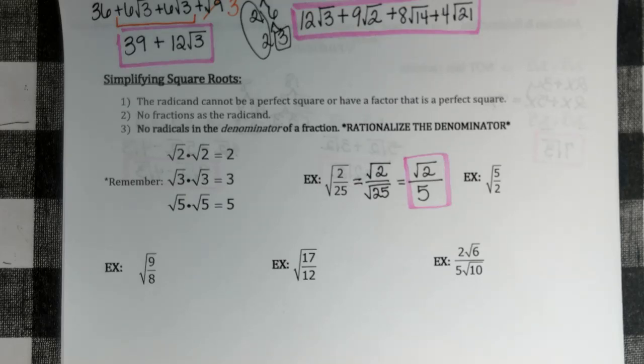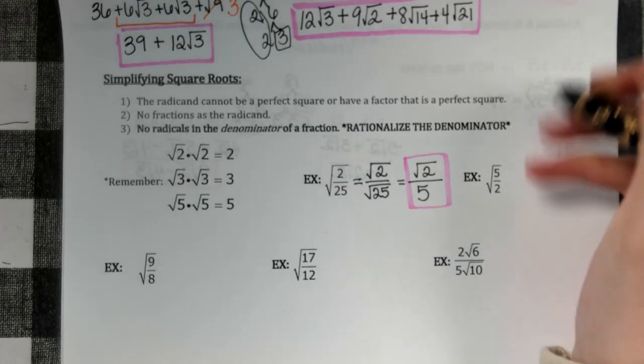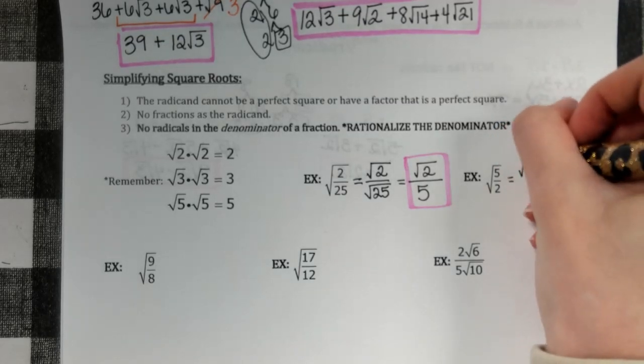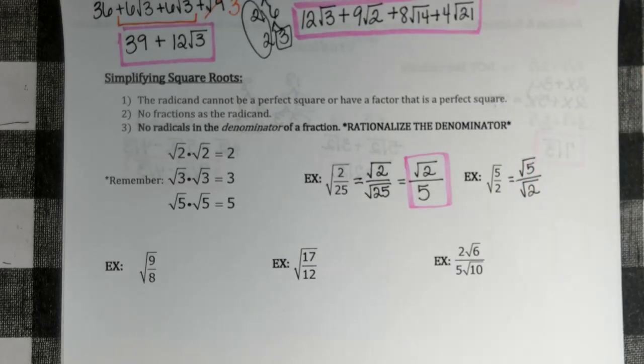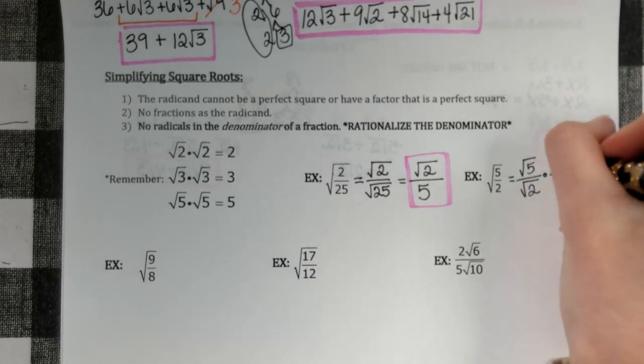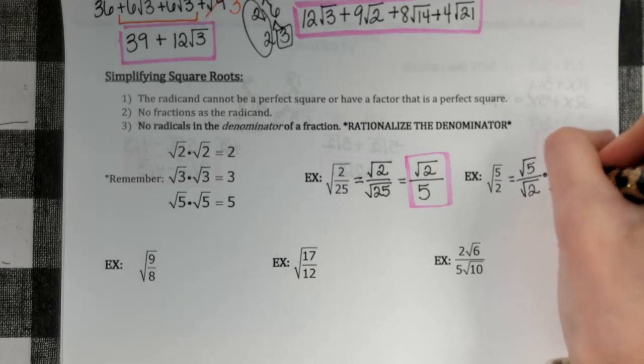So if I'm looking at the next example, the square root of 5 halves, I cannot simplify 5 halves, so I separate the square root of 5 and the square root of 2. I don't have any perfect squares, but I do have a radical in the denominator, which is mathematically against the rules. So, how could I get rid of the square root of 2? You rationalize, you multiply by the square root of 2.